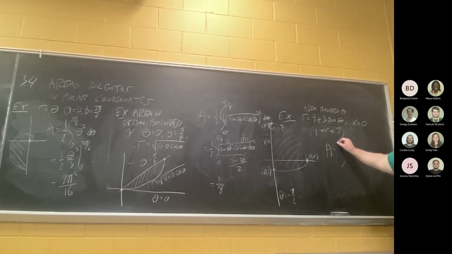So the area of this region is an integral of 1/2 times your R squared. Okay. And with limits from minus pi over 2 to pi over 2. Any questions on the integral setup?